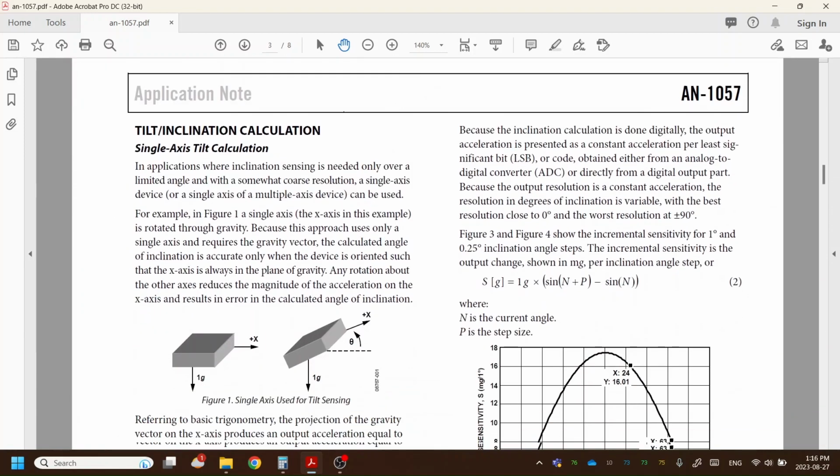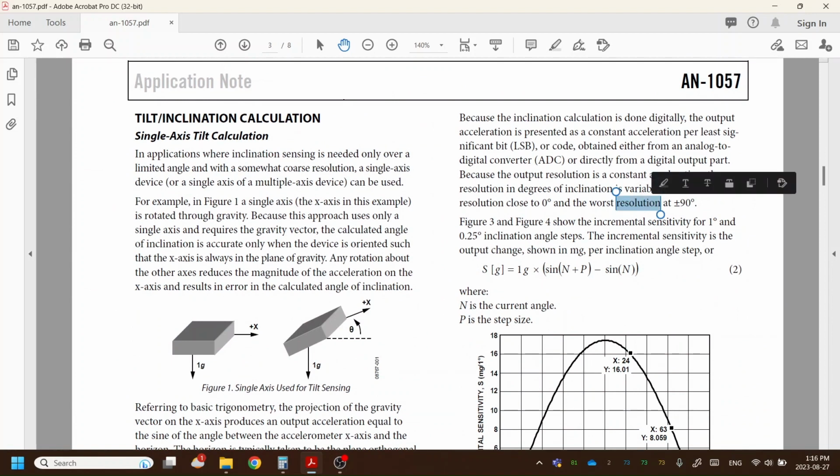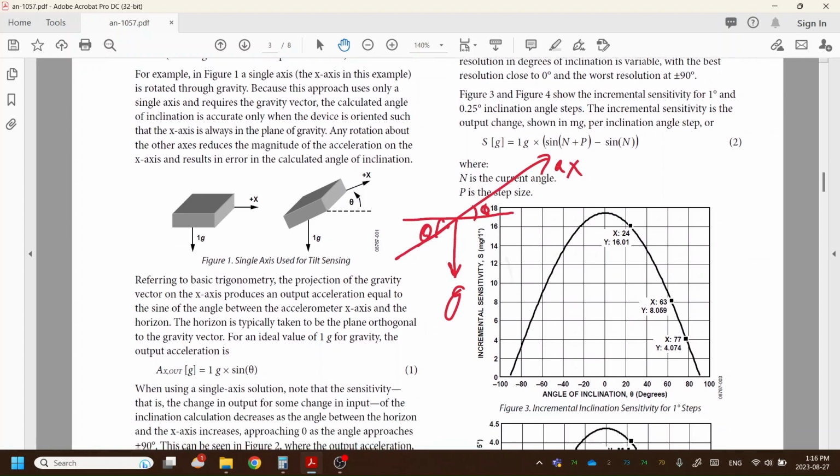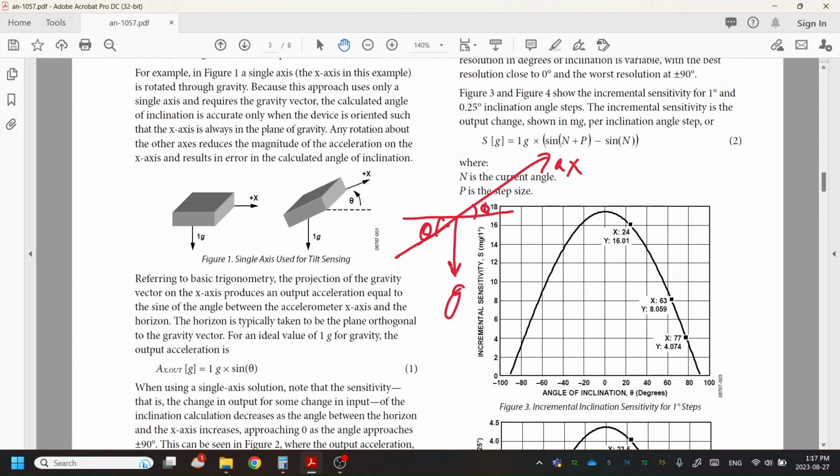Okay, let's directly move to the principle of tilt and inclination calculations versus single axis tilt calculations. It's pretty straightforward. If you have a horizon here, your gravity is pointing downward. If the tilt angle is theta in the AX direction, so it's theta here. We are trying to decide theta, but what we're trying to measure is the projection of the gravity to the AX direction. So this is a right angle here.